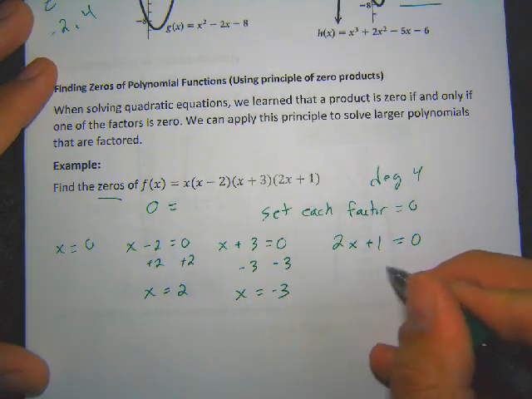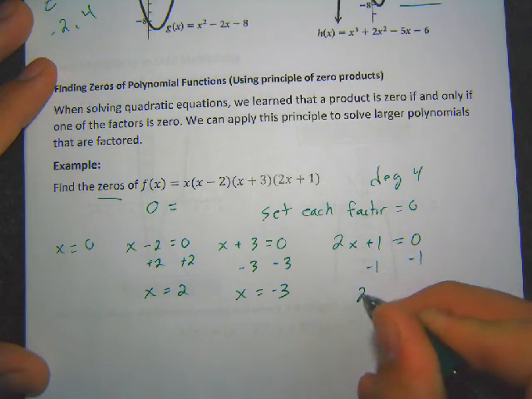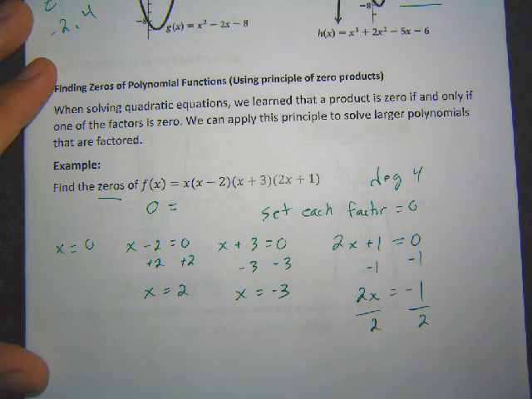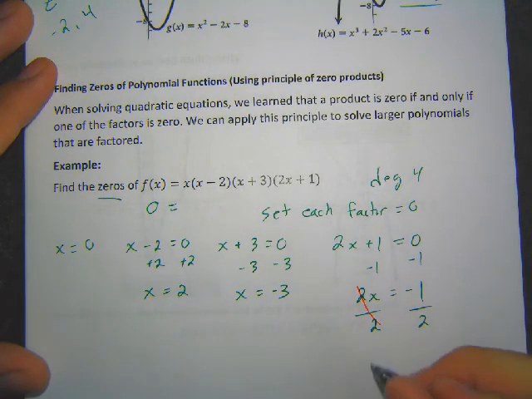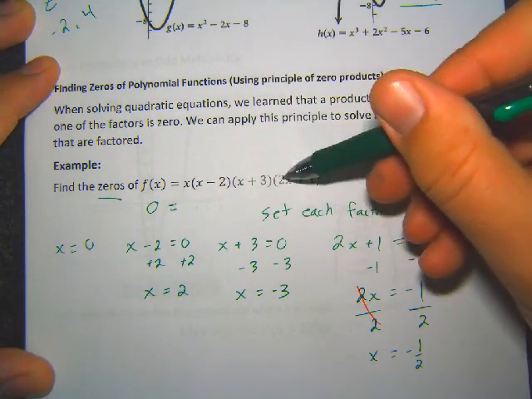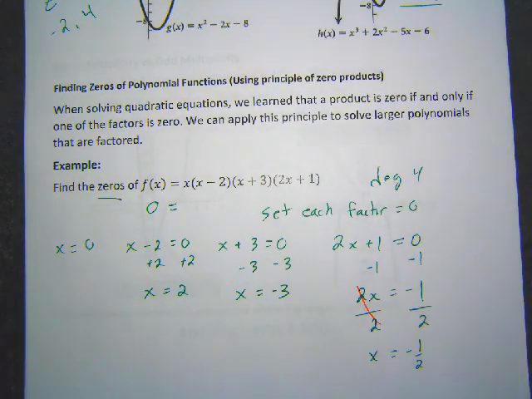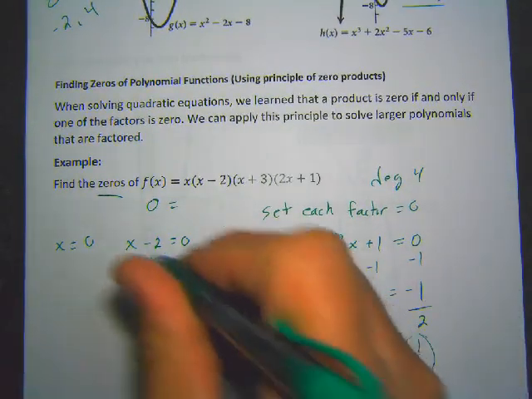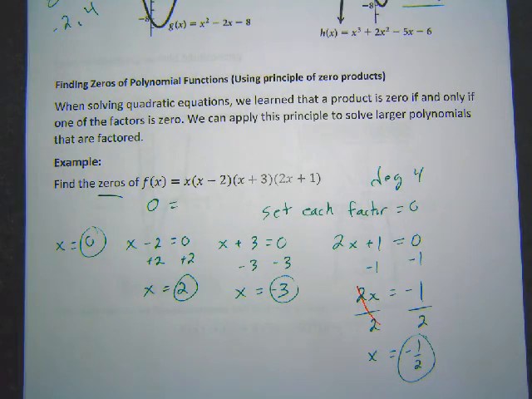Last one here, I have to do a couple steps. First, subtract 1 across, so you get 2x equals negative 1. Divide by 2 on both sides to get rid of that 2. We get x equals negative 1/2. And if you put a negative 1/2 in here, half of 2 is 1, and if this is a negative 1 plus 1, you would get 0. So all of these guys are zeros. So all 4 of those numbers are zeros.